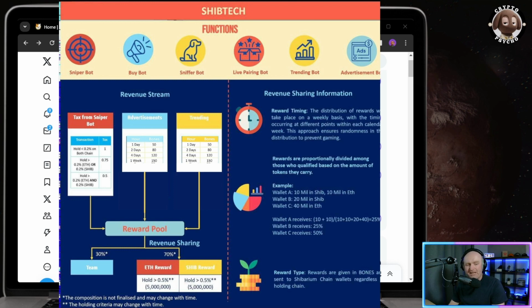But what excites me is this goes into a rewards pool, and 70% of it is going back to the holders. 30% to the team, which is justified. Obviously, they need to pay wages. There's expenses, but 70% are going back to holders. And what's even more beautiful, you've got to own 0.5% or more.